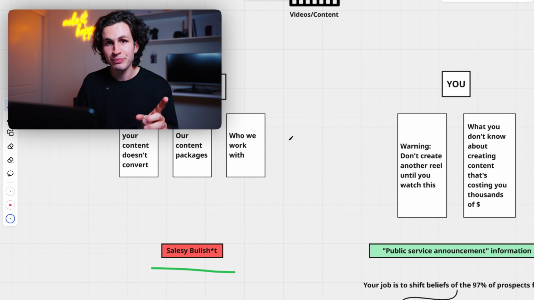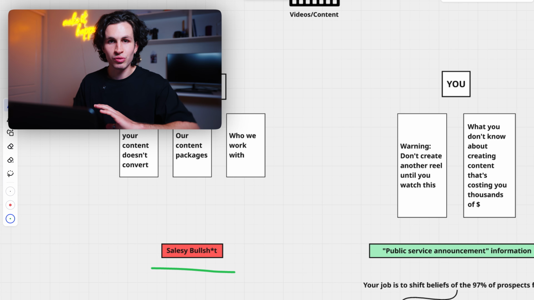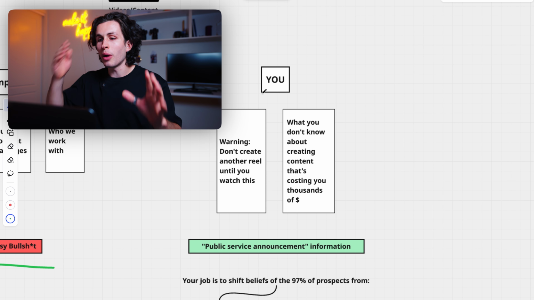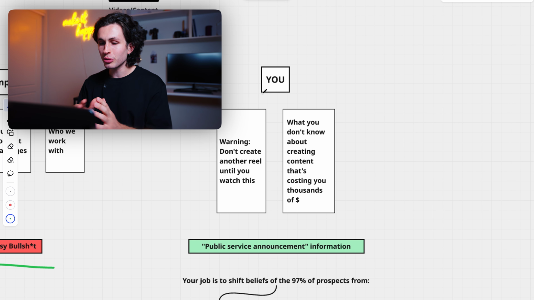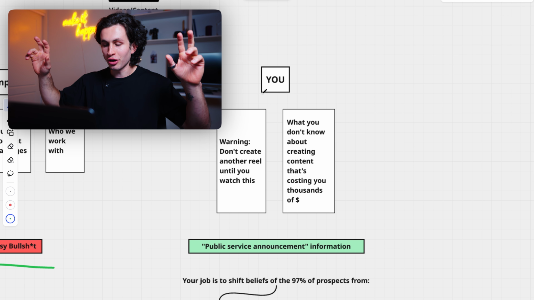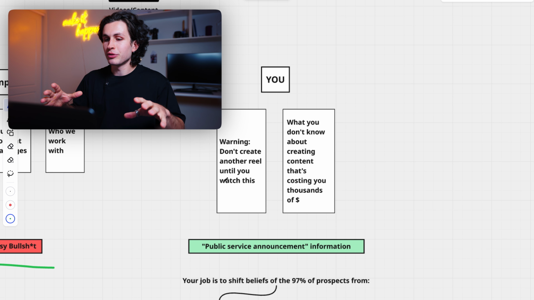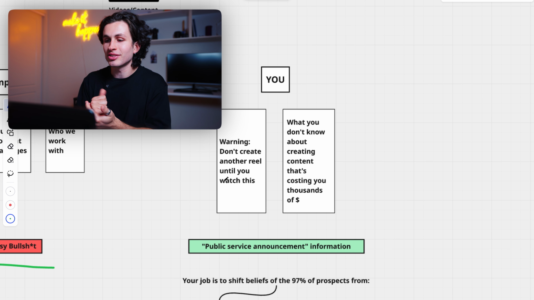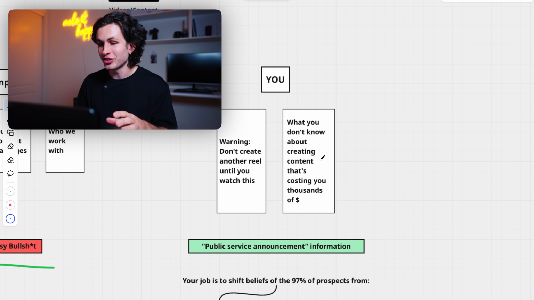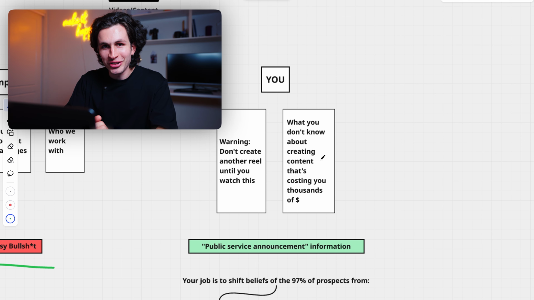But how do we do that? We need to give people a reason to care about what you actually do. So this is what your competitors do, which we don't want to do. This is what I want you to do. We basically want to create content that is almost like, the way I like to look at this is public service announcement information. So what's that actually look like? Warning, don't create another reel until you watch this. What you don't know about creating content that's costing you thousands of dollars. Tell me that doesn't grab your attention.